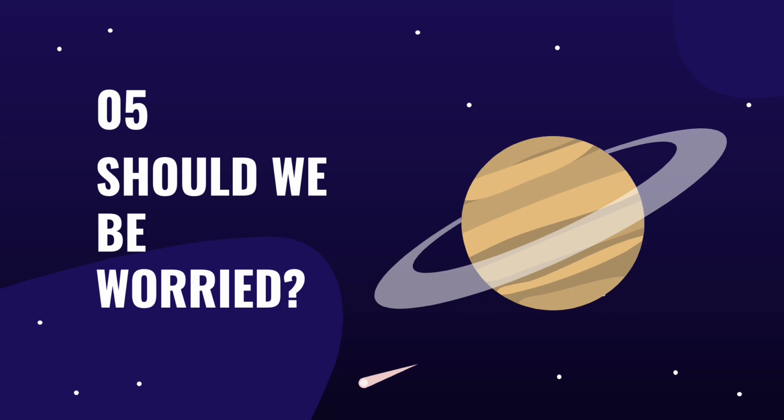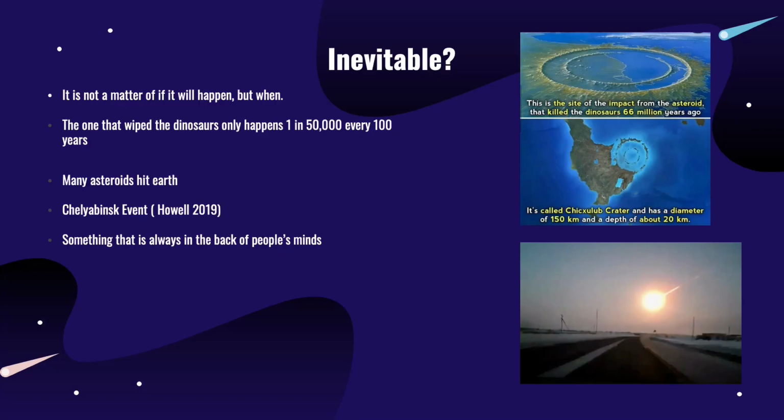Should we be worried? I think it is inevitable for an asteroid to hit Earth, as it is not a matter of if it will happen, but when it will happen. The one that wiped out the dinosaurs 66 million years ago only happens about once in 50,000 years for every 100 years. Asteroids always hit Earth, as small ones bigger than 3 meters hit Earth about once a year. So we should be worried about these small ones because they will hit, but not be too worried as they don't do major damage to Earth.